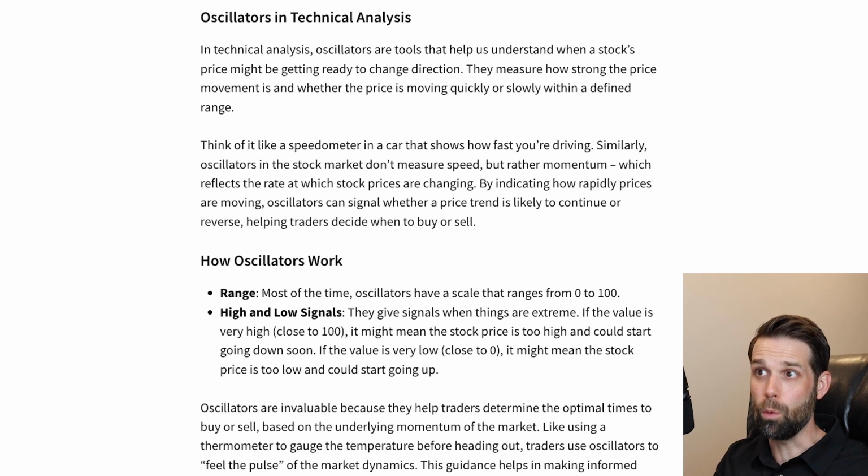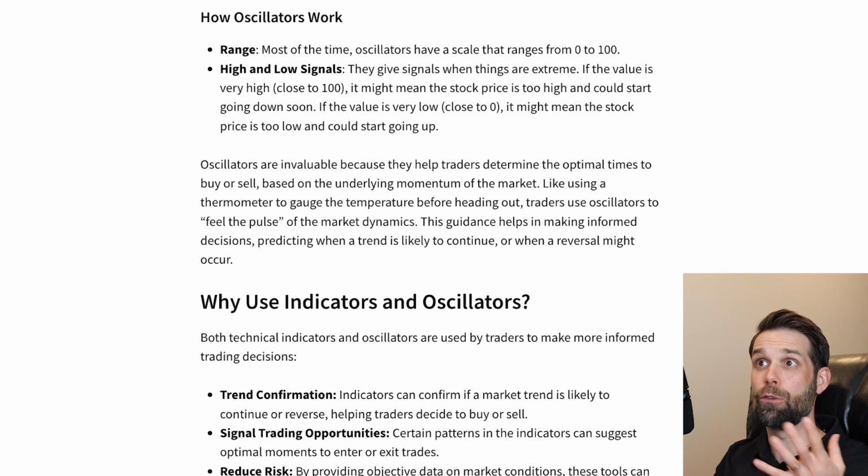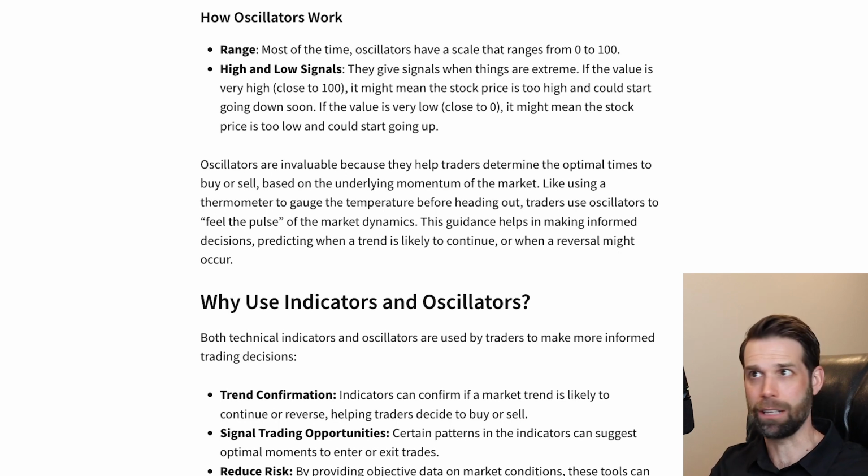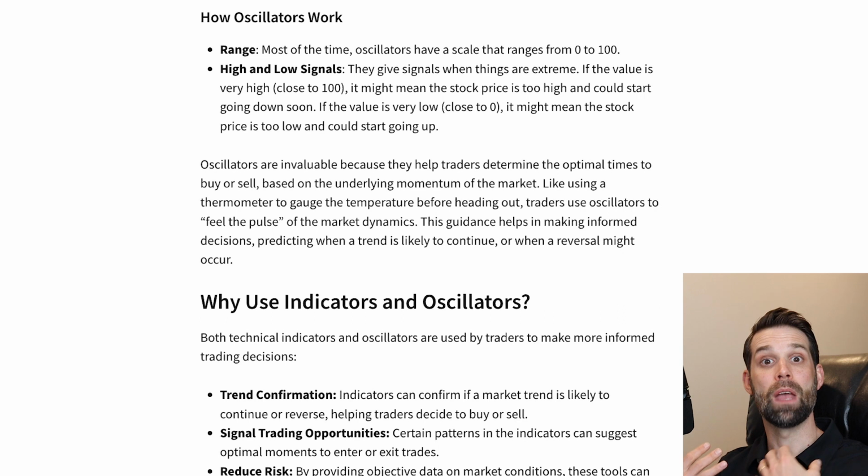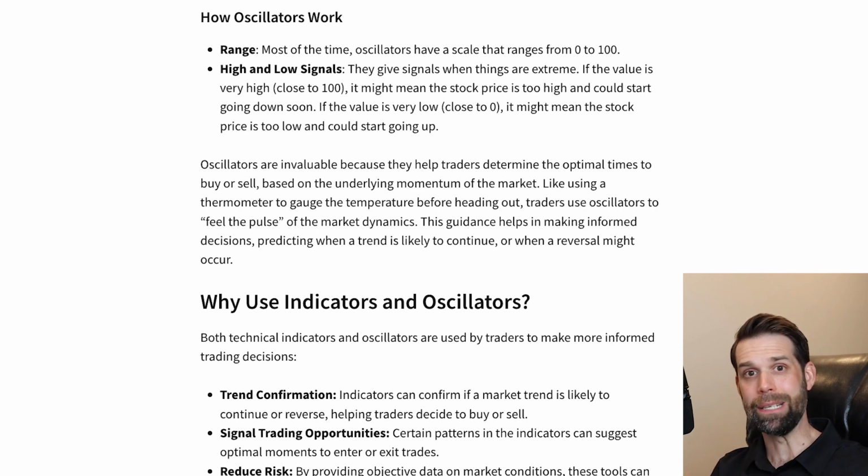In terms of how they work, they usually work within a range, and you'll get a high signal and a low signal. The range is usually just 0 to 100. So if the oscillator is showing that something is at 100, that is an extreme, and that might mean something is overbought and the price might be coming down. And on the other end, if you're near 0, that could indicate that something is oversold and it might be a good time to buy.